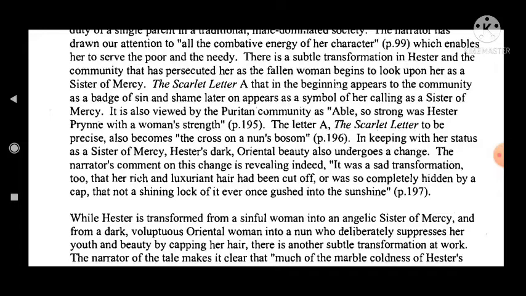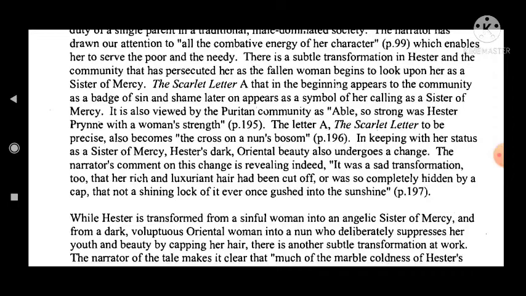The Scarlet letter A, that in the beginning appears to the community as a badge of sin and shame, later on appears as a symbol of her calling as a sister of mercy. It is also viewed by the Puritan community as "able, so strong was Hester Prynne with a woman's strength." The letter A, the Scarlet letter to be precise, also becomes the cross on a nun's bosom.